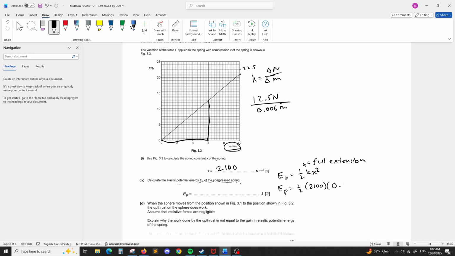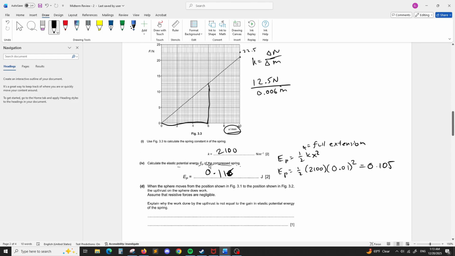So 10 millimeters is the same thing as 1 centimeter, right? So it's going to be 0.01 squared. And this is going to be 0.105, but we round to 2 sig figs, so it's going to be 0.11.